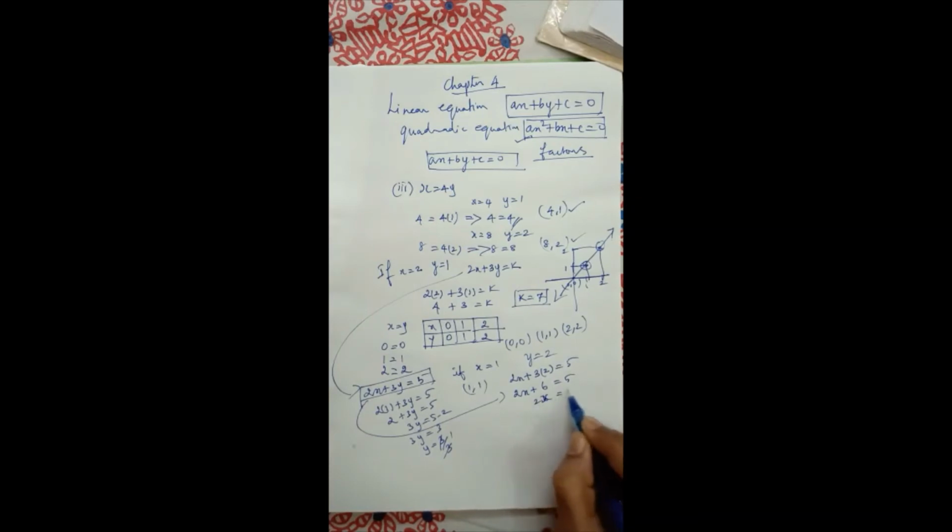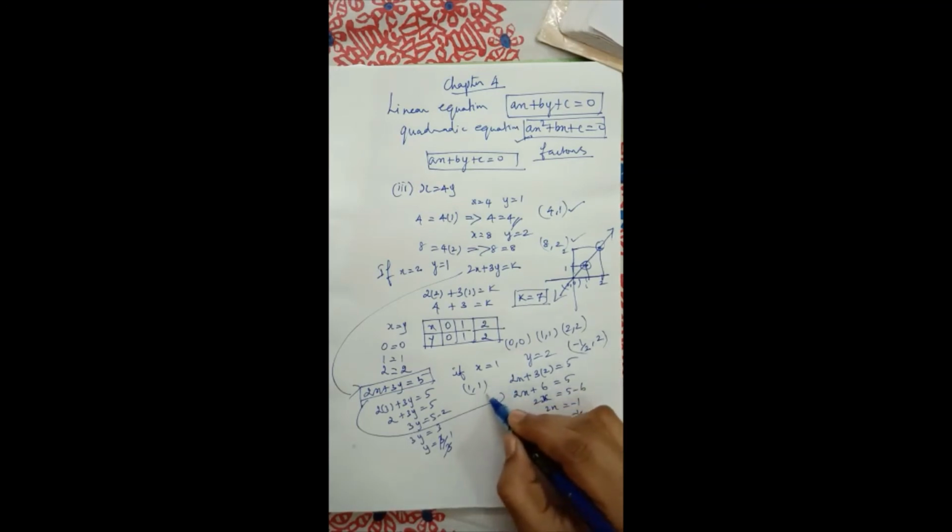2x plus 6 is equal to 5. 2x equal to 5 minus 6. 2x is equal to minus 1. x is equal to minus 1 by 2. So if x is equal to minus 1 by 2, then y equal to 2. So (1, 1) and (minus 1 by 2, 2) are solutions of the given equation.